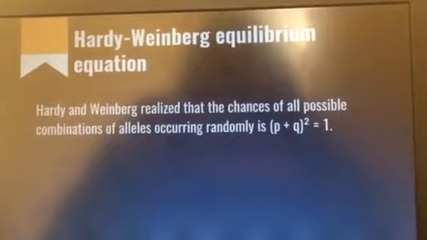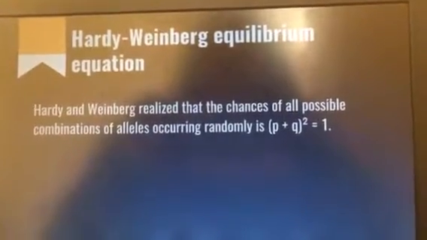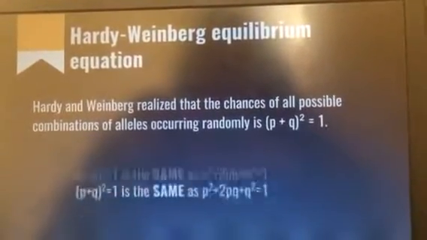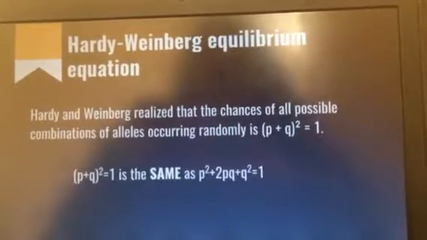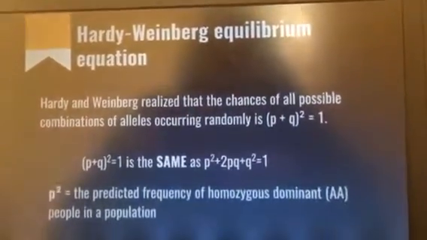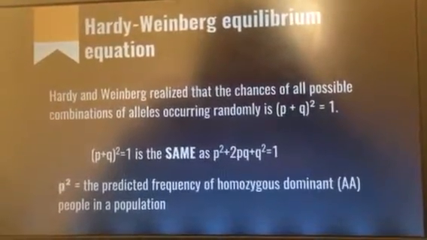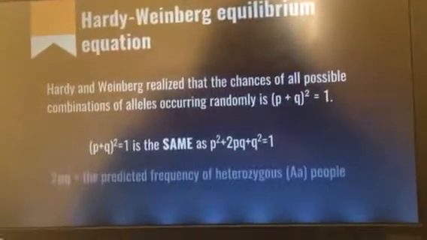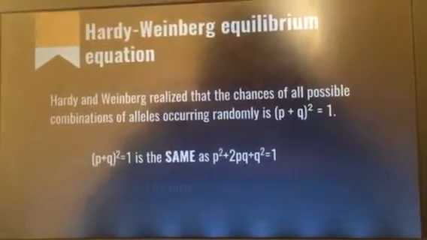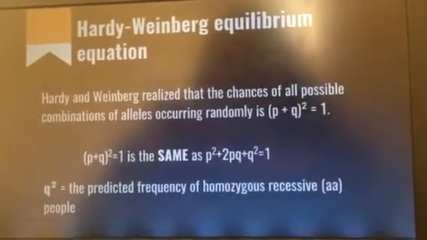Hardy and Weinberg realized that the chances of all possible combinations of alleles occurring randomly is p plus q squared equals 1. Now this is the same as p squared plus 2pq plus q squared equals 1. P squared is the predicted frequency of homozygous dominant people in a population. 2pq is the predicted frequency of the heterozygous people. And finally, q squared is the predicted frequency of homozygous recessive people.